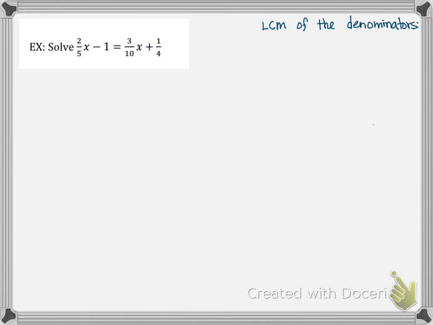So 5, 10, and 4. 20, right? So I'm going to multiply both sides of this equation by 20. And it's 20 over 1, so the actual number 20, not 20 over 20 like we would do if we were getting common denominators.